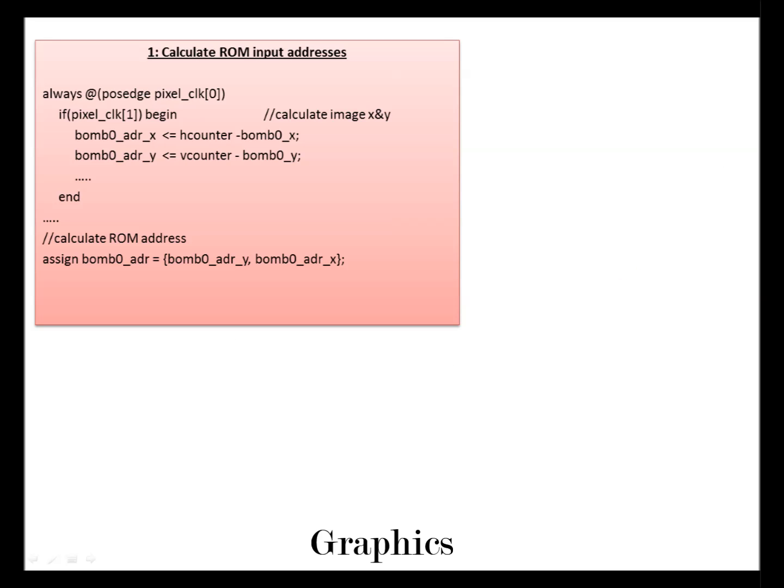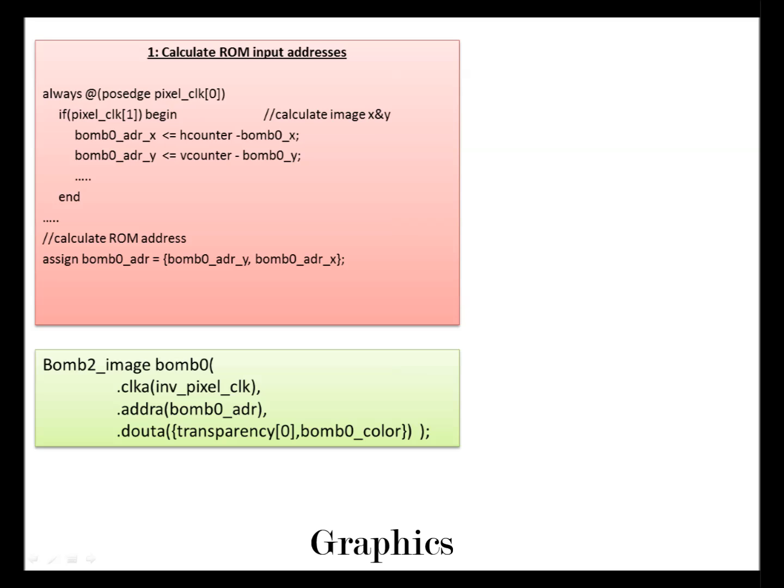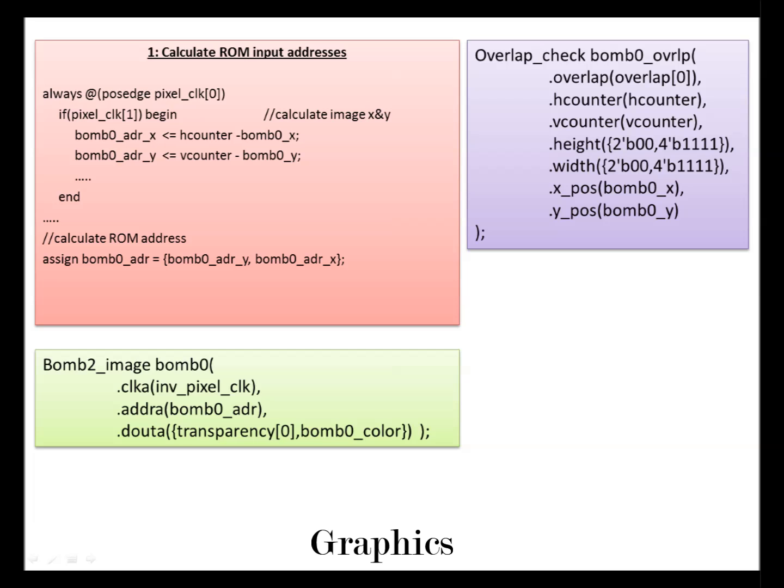Now we go into more detail of how this is accomplished. First, the ROM address for the object is calculated, assuming that it is coinciding with the current pixel. Then the value of that address is read from the corresponding image memory, along with the transparency of that pixel. Next, the overlap module checks if the given pixel overlaps the rectangle with given index and size. In other words, we check if there should exist a cannonball on that specific pixel.